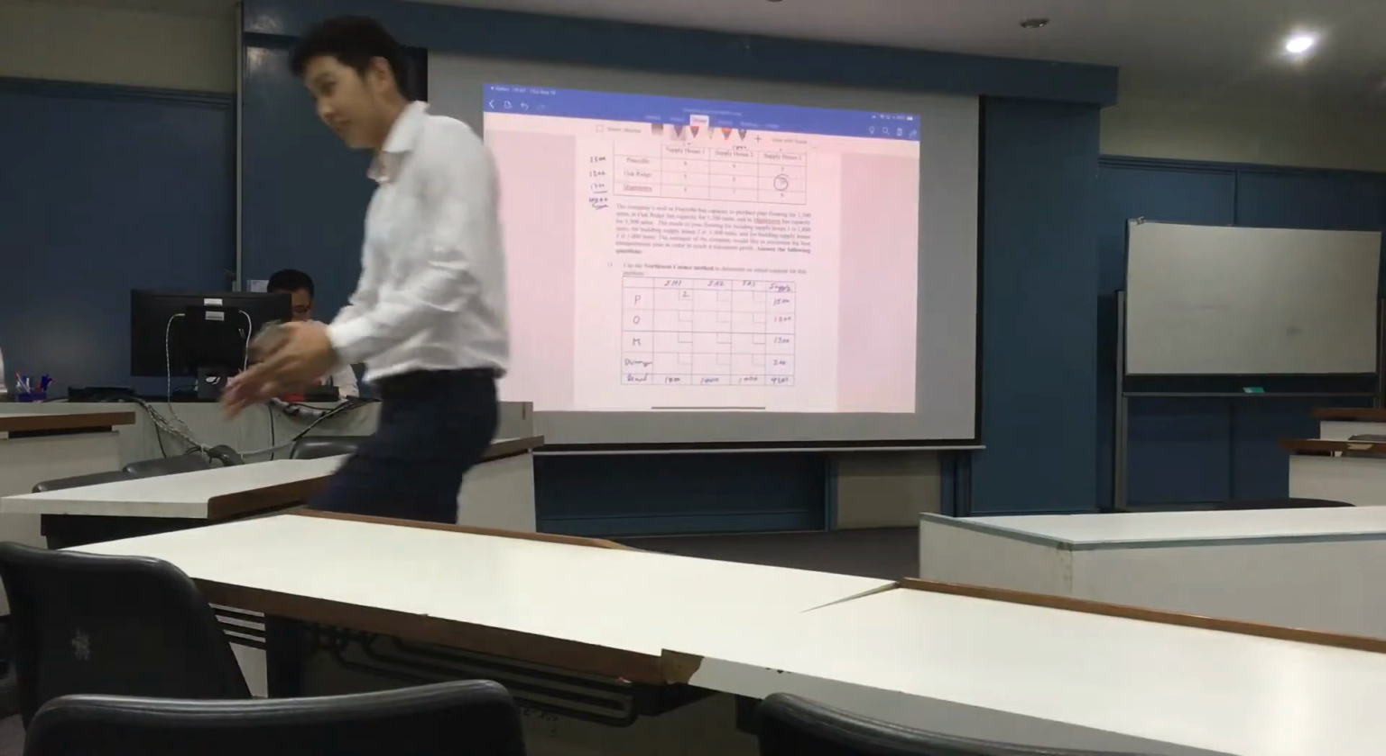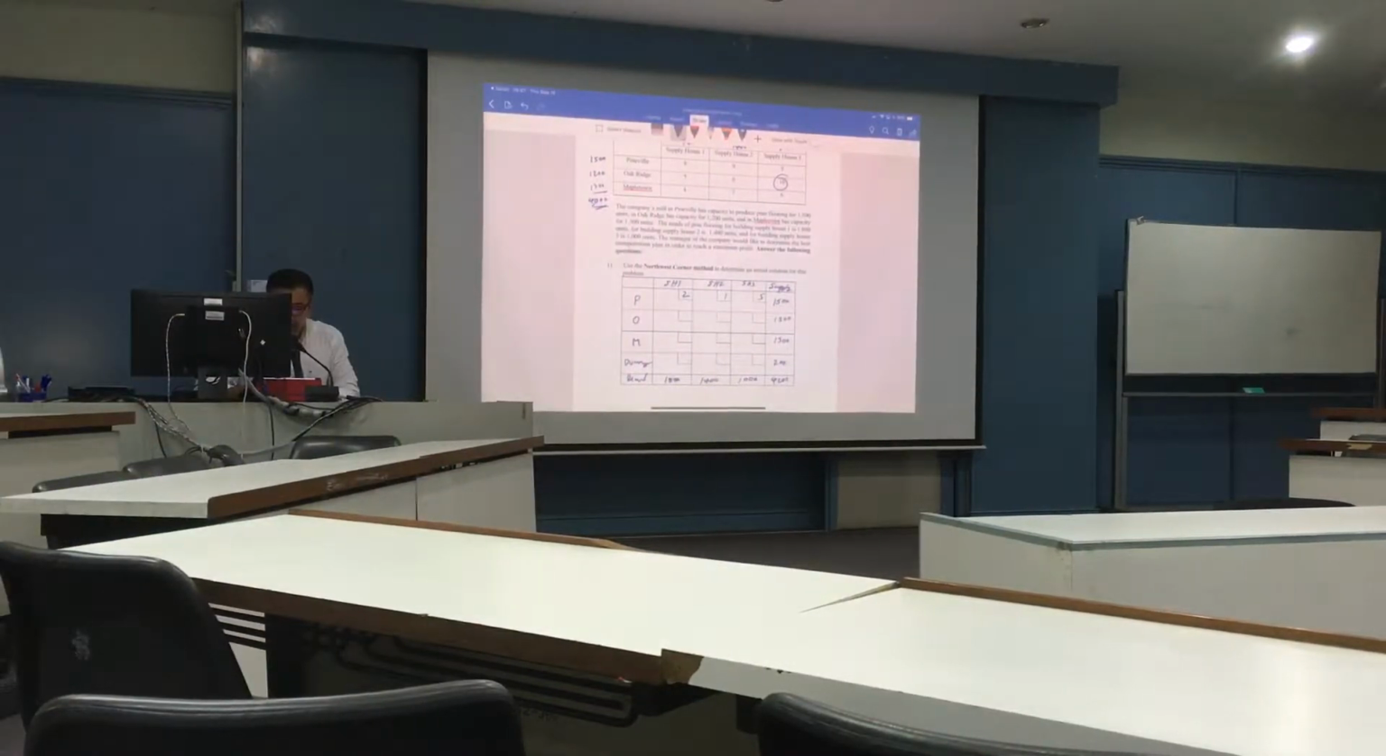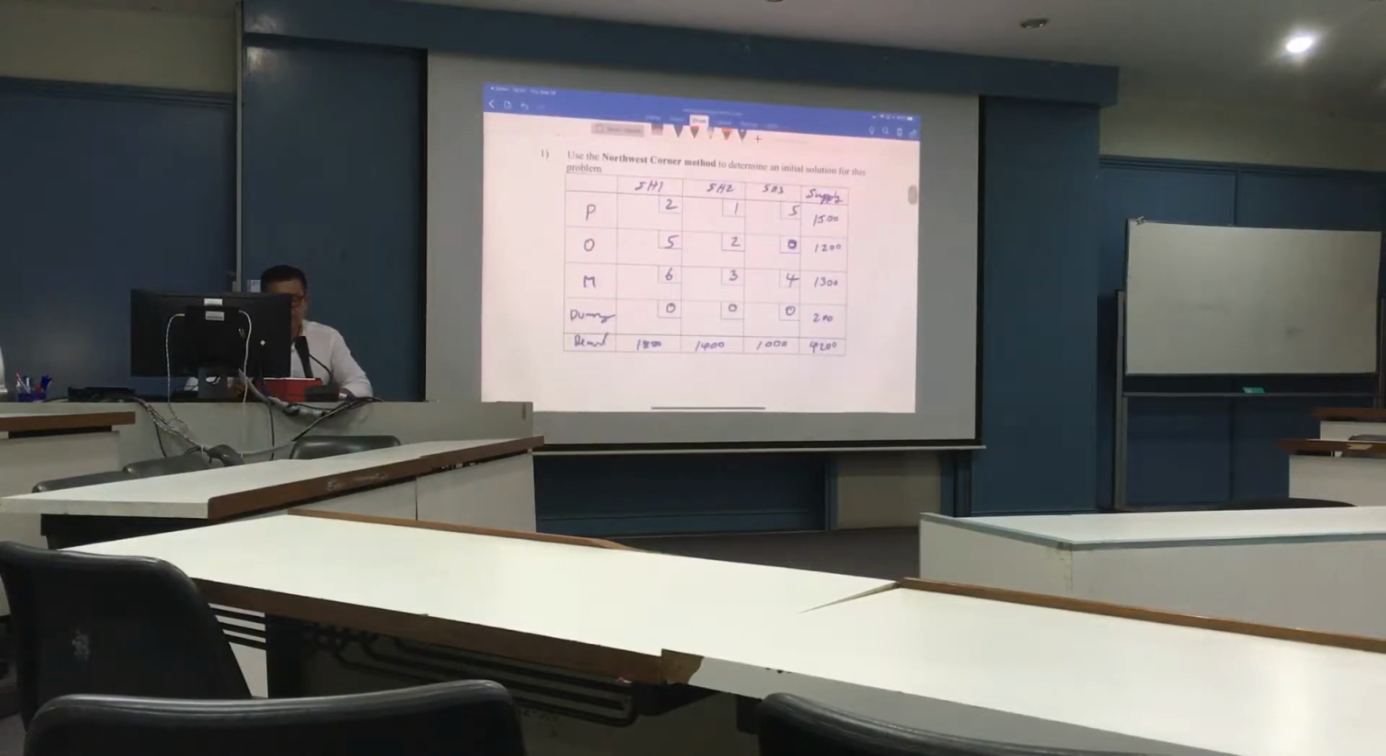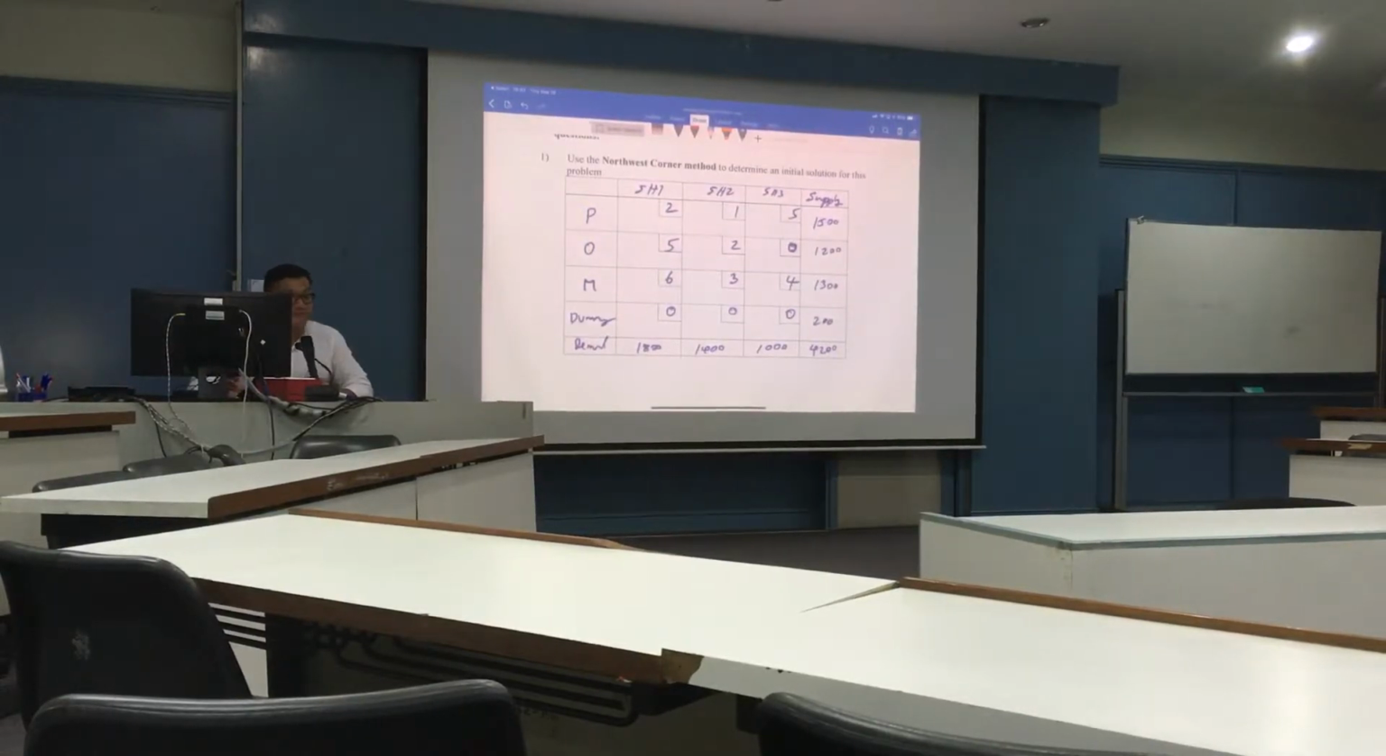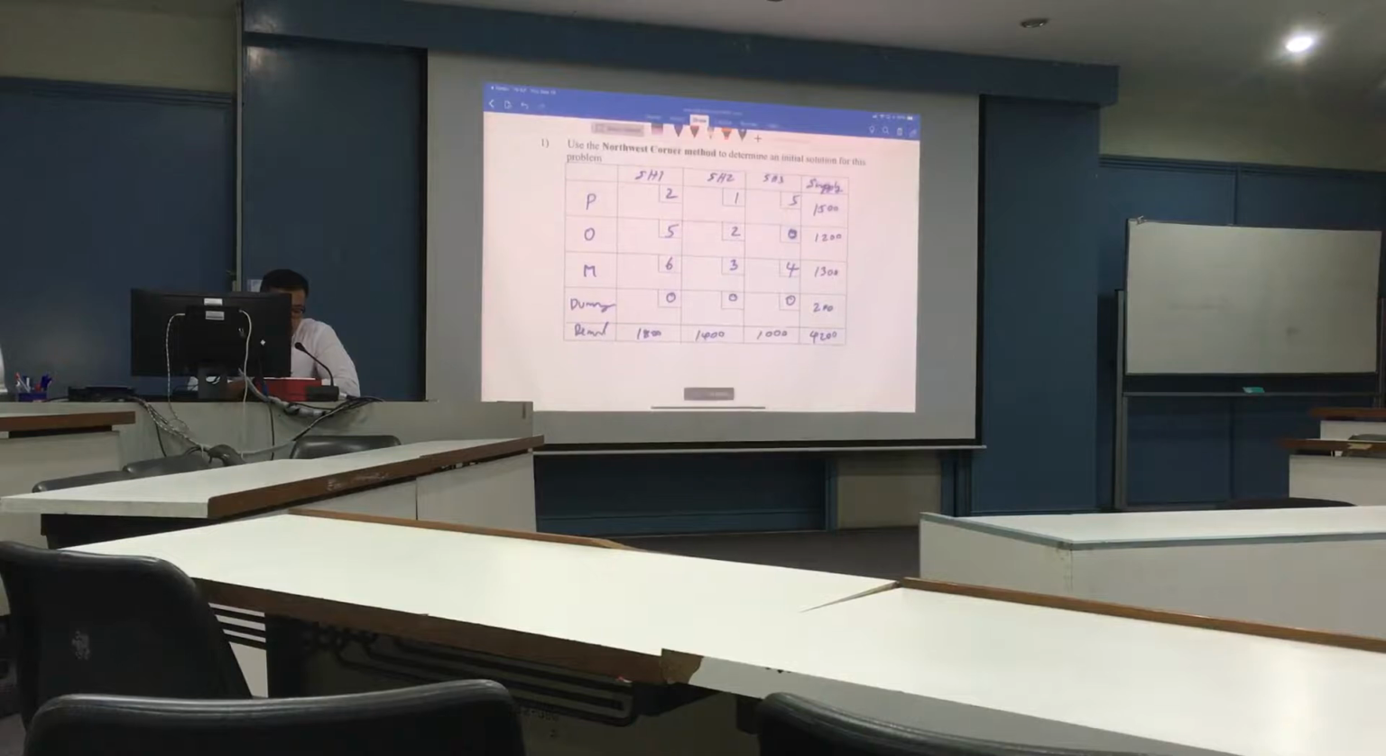So this one will change to 2, 1, 5, 5, 2, 0. This one will be 6, 3, 4. And then I put dummy all 0. Okay? But since it's the northwest corner, actually cost has no meaning. We're not using it. So for northwest, we start with cell 1, 1, always. This cell.